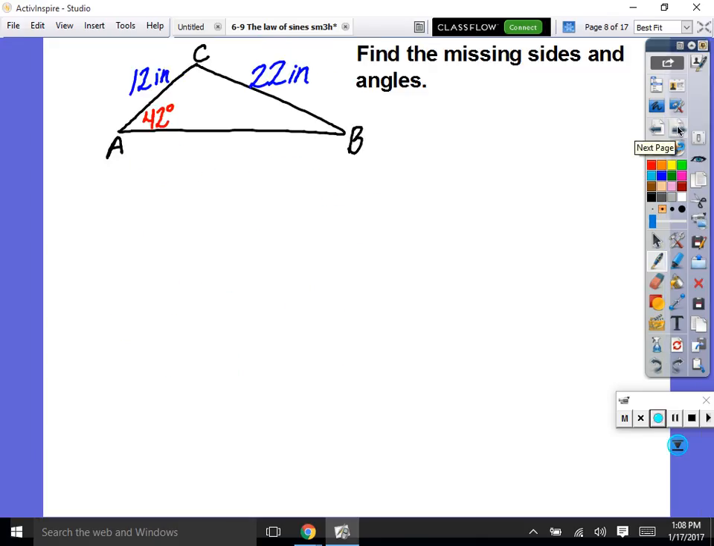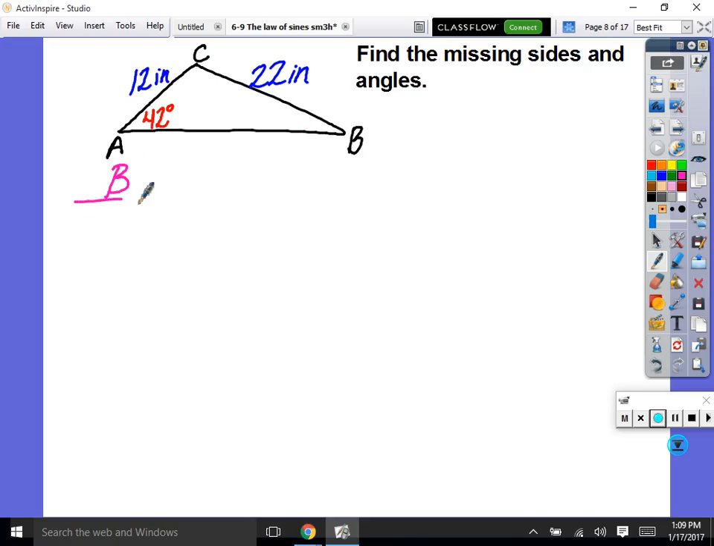Okay, find the missing sides and angles. Let's go quick through this one. We're using the law of sines. Now look at it. We're given an angle and two sides. Is one of the sides across from the given angle? Okay, so we're good. Otherwise, we couldn't. So it says find the missing angle. So won't we first be finding angle B? Because we're given that side.